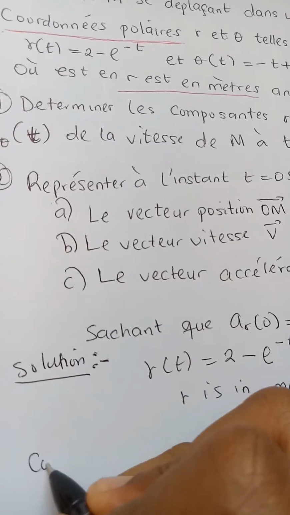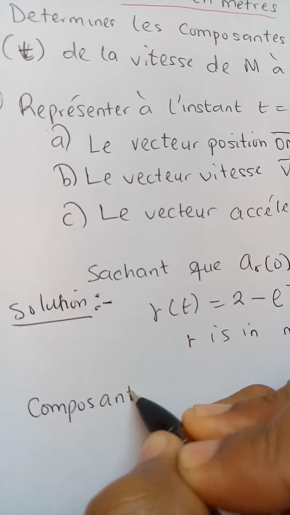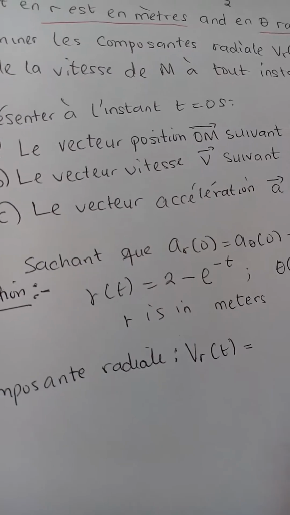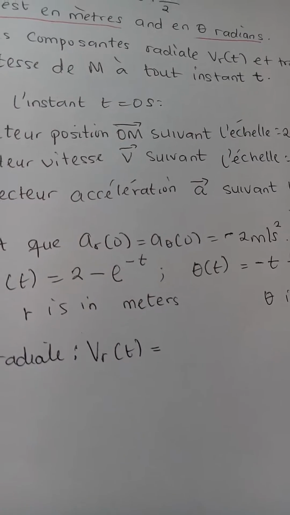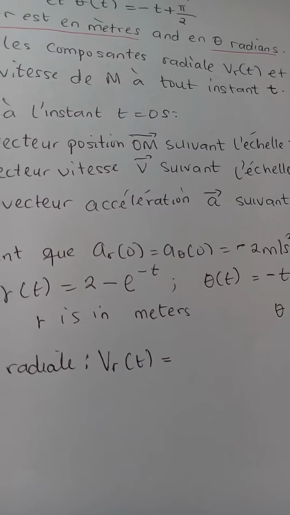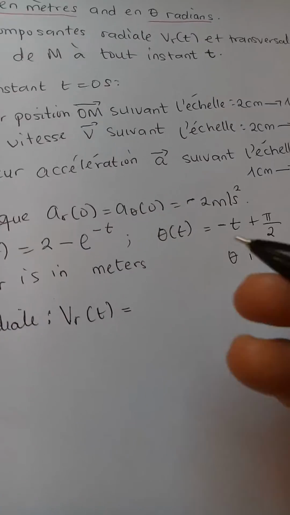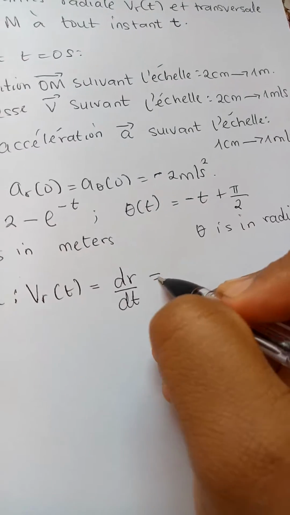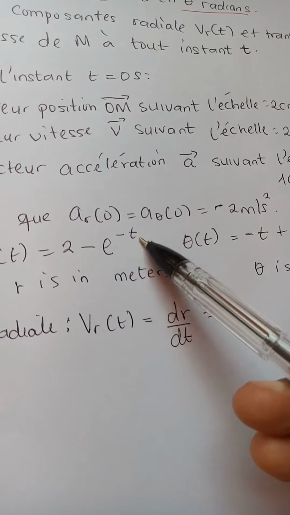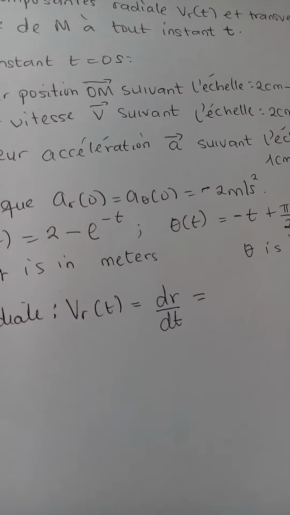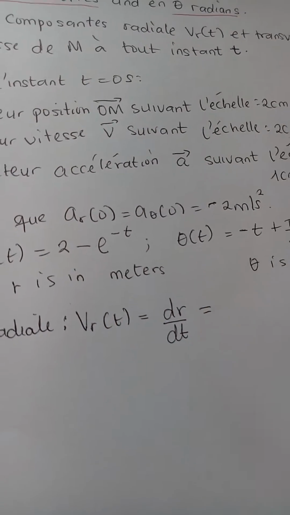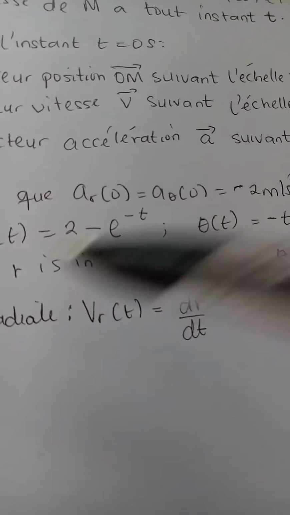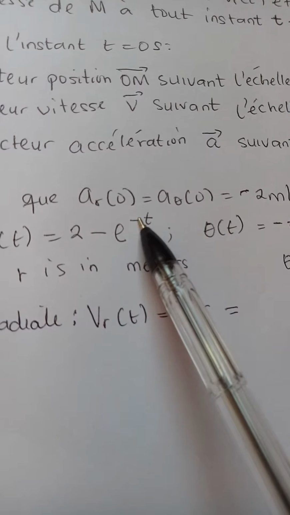So we know that our composante radiale is VR de t. So we're talking about what? The vector vitesse, the composante de la vitesse. So VR de t, like I said, it's tout simplement dR sur dt. So we're deriving 2 minus exponential minus t. So how do we derive this? It's 2 minus something, so we derive it one by one. The derivative of 2 is a constant, so out. We're left with minus exponential minus t.